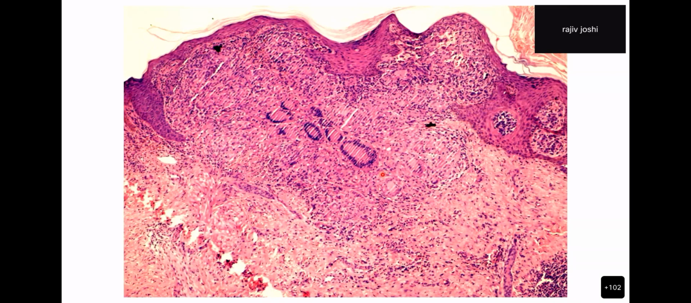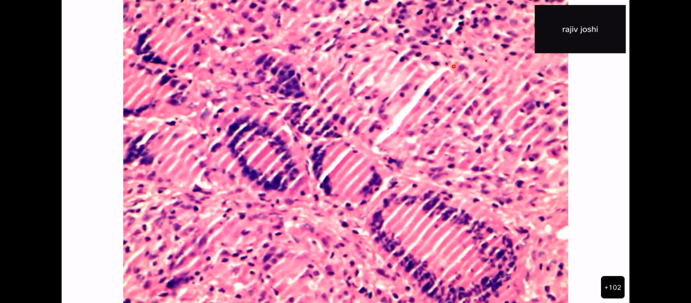Do you know what this artifact is called? It's a Venetian artifact. Yes, Venetian blinds artifact. Of course, it doesn't really mean much, but you do get this artifact whenever there are collections of cells and there is a vibration of the cutting apparatus, the microtome knife vibrating in the microtome. So this causes this particular artifact.